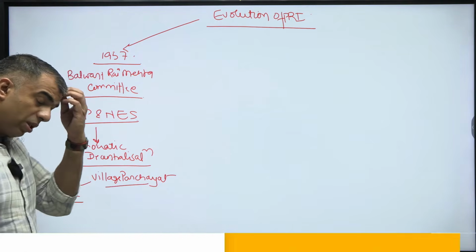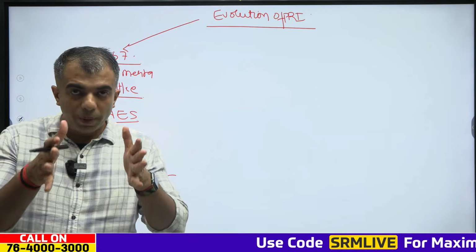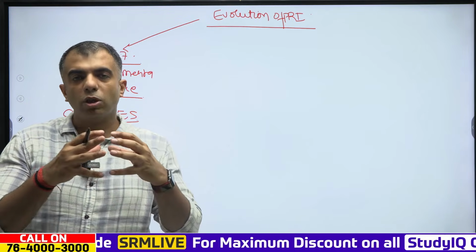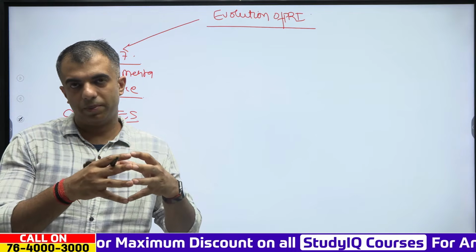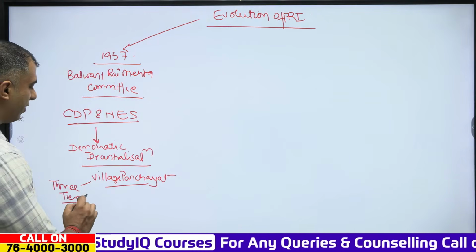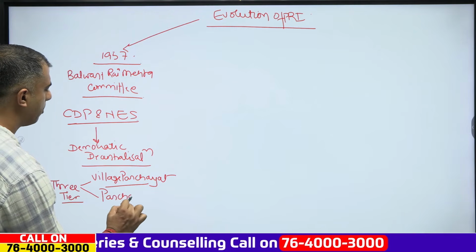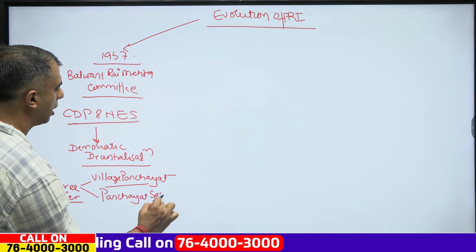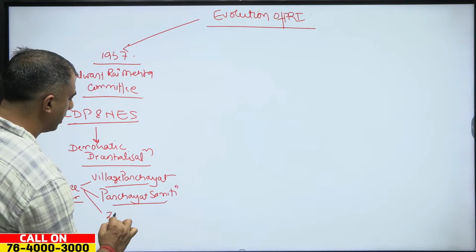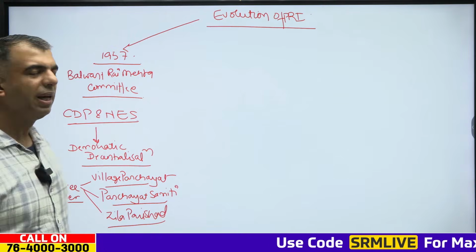Okay. Now, this three-tier administration that was given, this three-tier system had to be finally culminated onto the district level. And the district level was basically given the responsibility to supervise things. Clear? So, first it was the village panchayat, popularly called the Gram Panchayat. Then it was the Panchayat Samiti. And then with this Panchayat Samiti, there was a Zilla Parishad that had to be established.